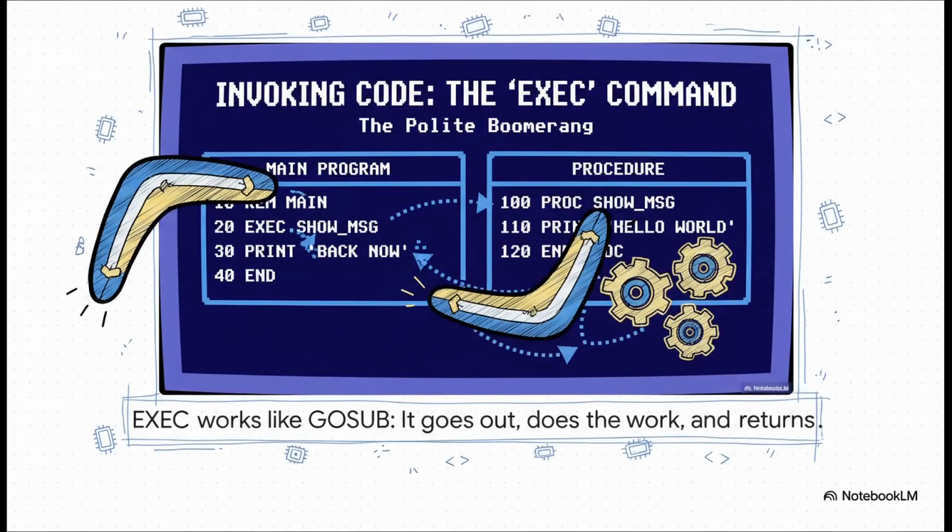With the XEC command. You should think of XEC as the modern replacement for GOSUB. I like to call it the polite boomerang. Your main program throws it, it goes out to the procedure, does all the work that's defined in there, and then it reliably comes right back to the very next line of code. It's predictable, it's clean, and it keeps your main program flow so simple.